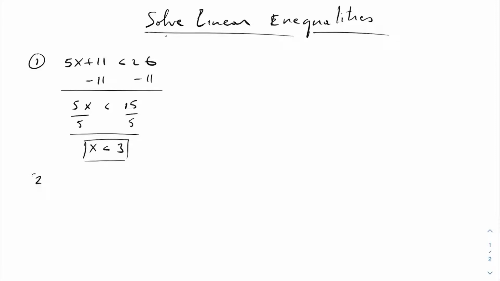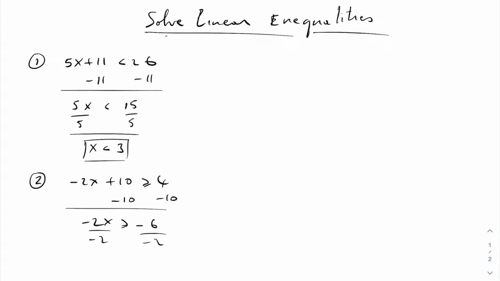Let me give you a second one here. We're going to have negative 2x plus 10 bigger than or equal to 4. And so now you're going to have to do minus 10 on both sides. And after that, you're going to get yourself a negative 2x bigger than or equal to negative 6. And of course, the last thing you need to do here is divide by negative 2.